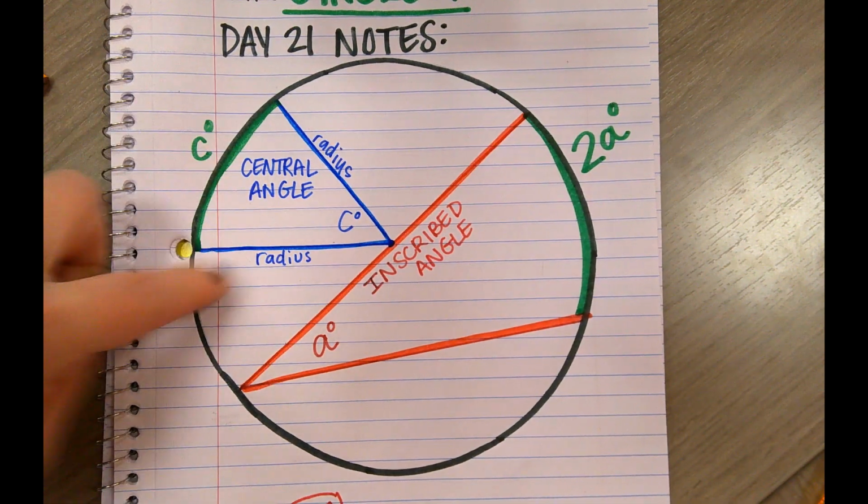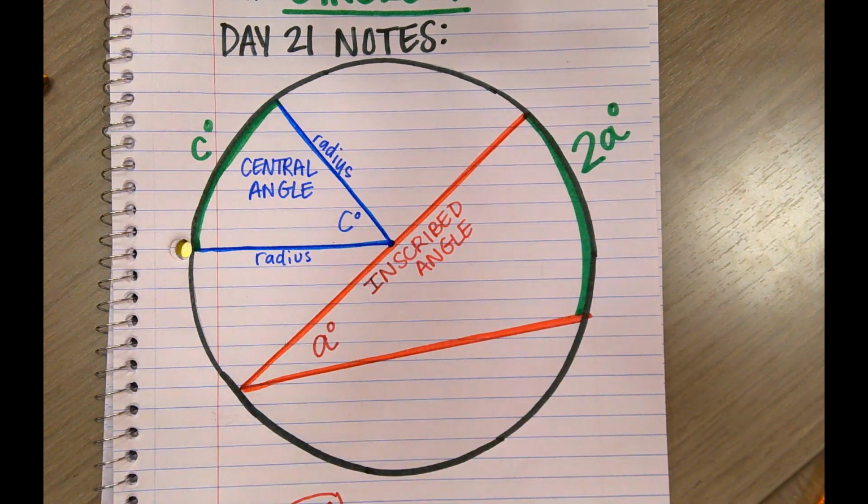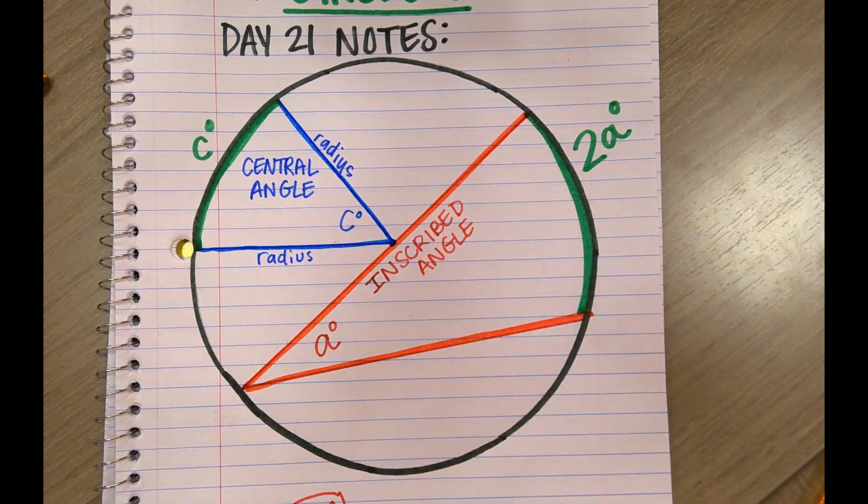So these are two different types of angles that we will see that have a relationship to that outer edge of the circle. And they're formed by these chords that we talked about.